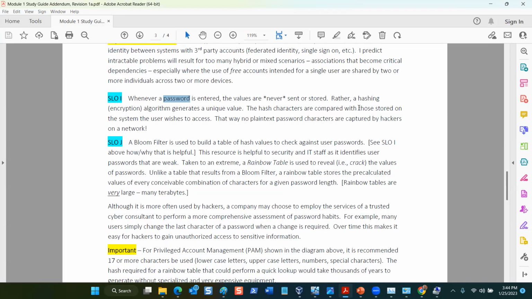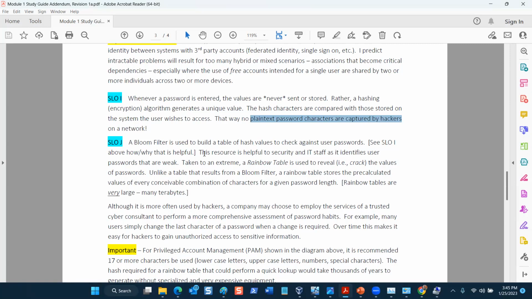Hash characters are combined with those that are stored in the system. So no plain text password characters are captured by hackers on a network. That used to happen. People used to type in their password and the hackers could see it right on the network. That's pretty bad. Any questions?